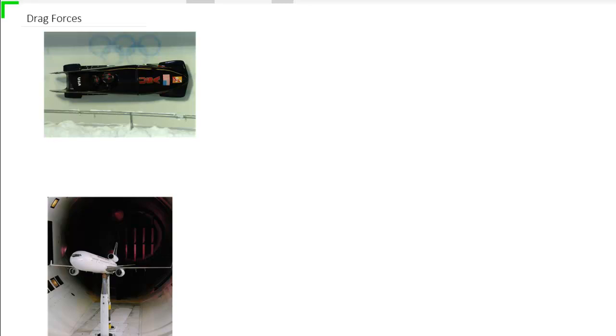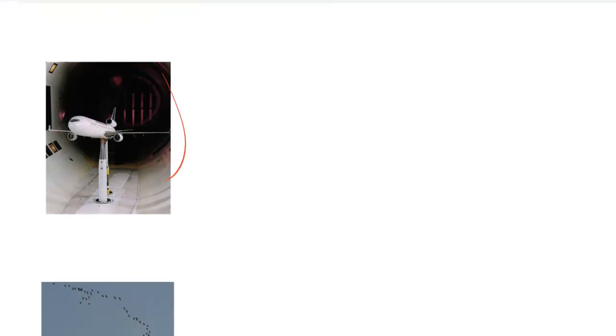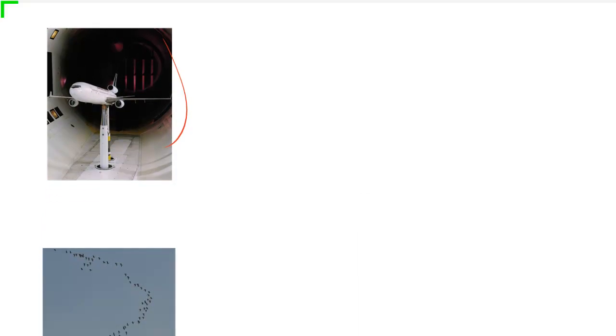So it's drag. If we have a bobsled here, this bobsled has been designed to reduce as much of this drag force as possible. Also, we have an airplane. When airplanes are designed, they're put in a wind tunnel, and you put some sort of coloring in the air, and then you send a jet stream over this plane. You can look at how the air flows over this plane to determine how aerodynamic it is before you actually build a full scale plane.